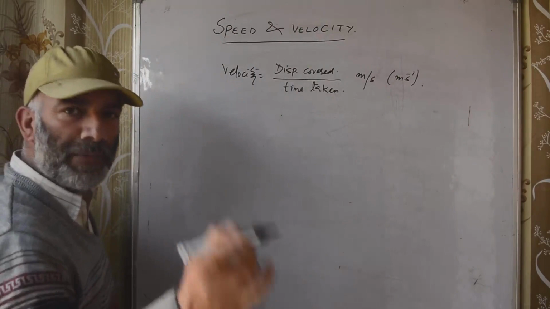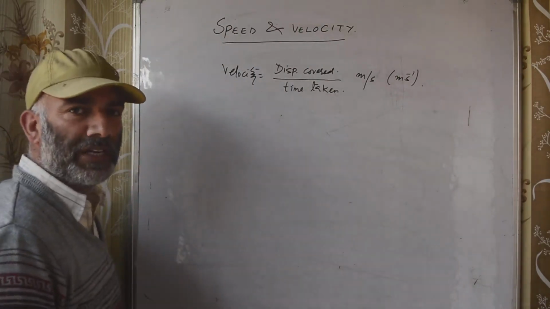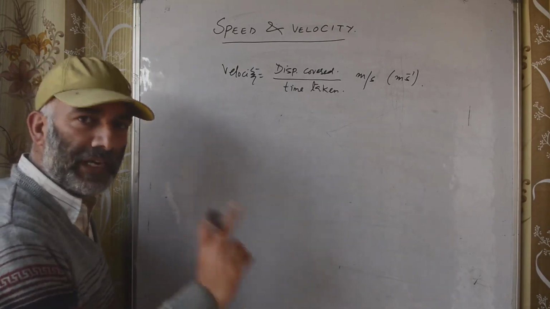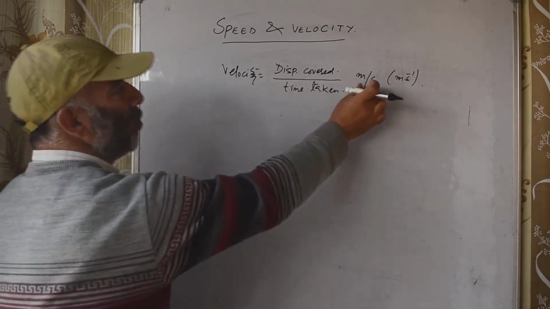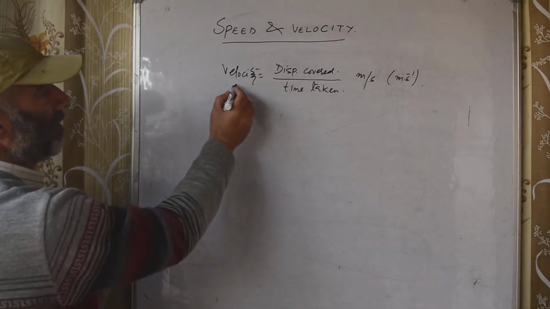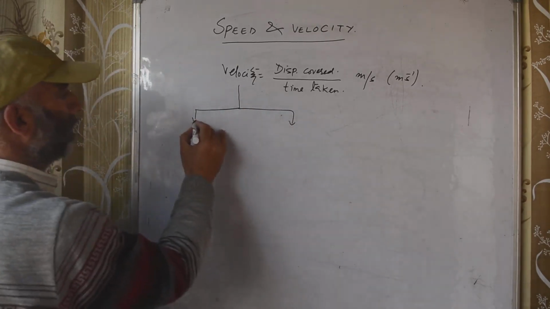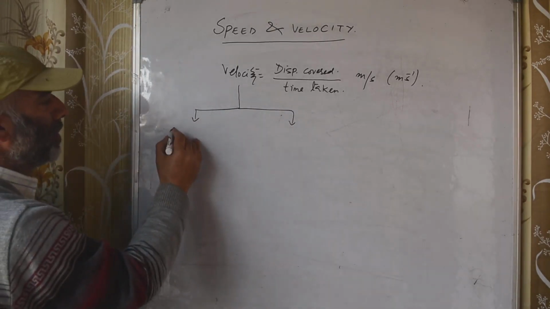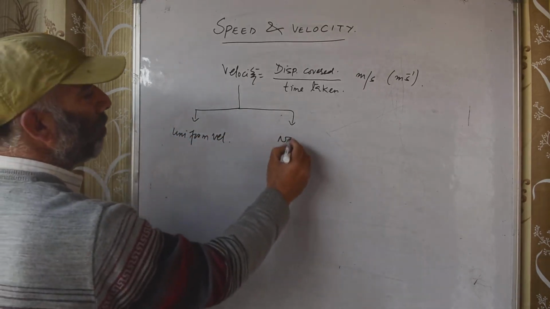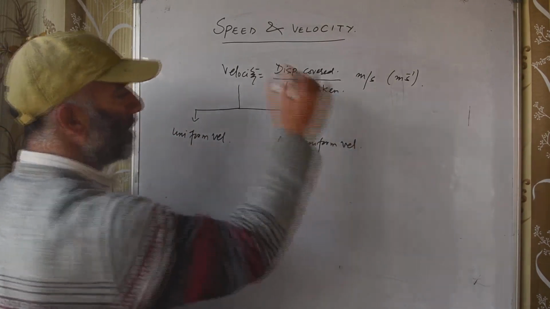Its dimensional formula is same as that of the speed. There is only one difference between speed and velocity. Speed is a scalar quantity, while velocity is a vector quantity. Other things, the units, the dimensional formulas are same. Okay students, this velocity is also divided into two categories. One type of the velocity is known as uniform velocity, and second is known as non-uniform velocity. I have already discussed it in case of the speed.